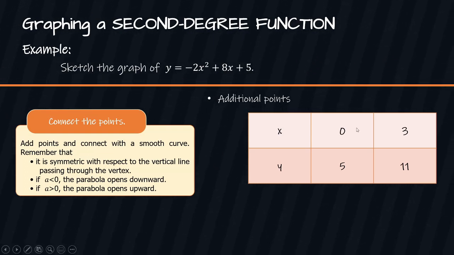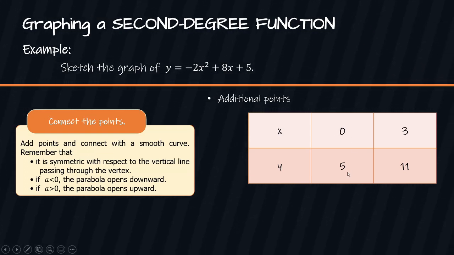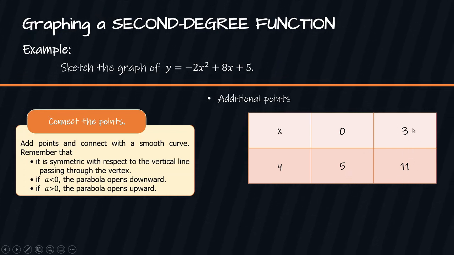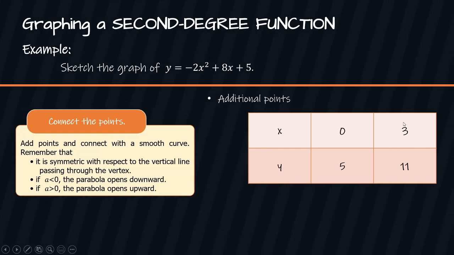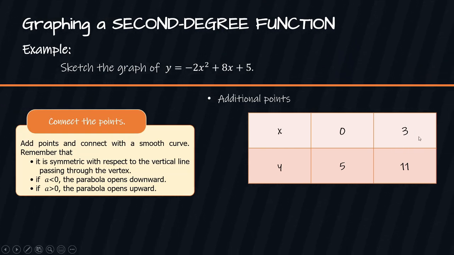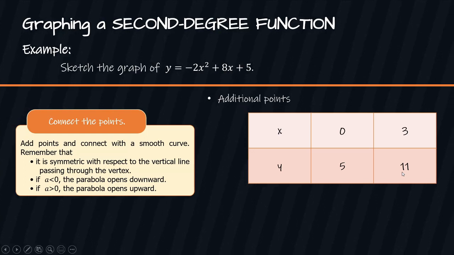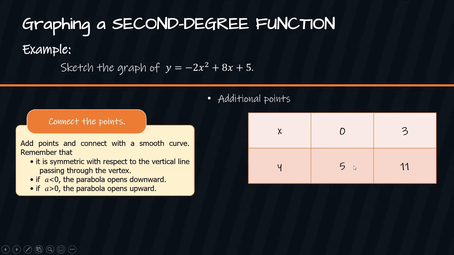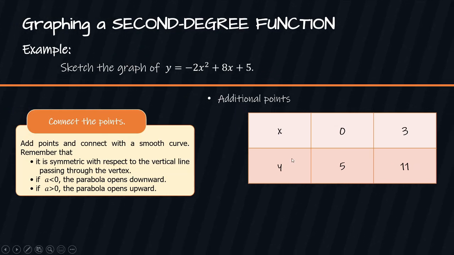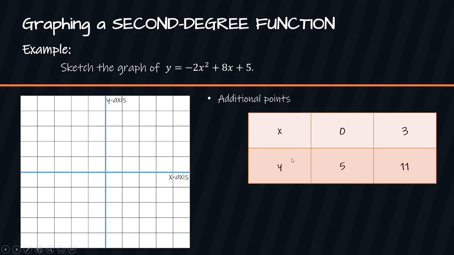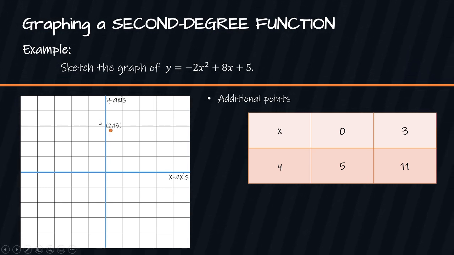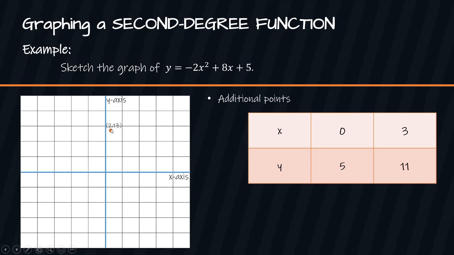When x equals 0, y is 5. When x equals 3, y is 11. 3 is a random number we picked. It could be 2, it could be 4, 5, and so on. With these values, we have coordinates 0, 5, and 3, 11. Note that a parabola is symmetric from its vertex, so whatever the curve here is the same as the curve here.